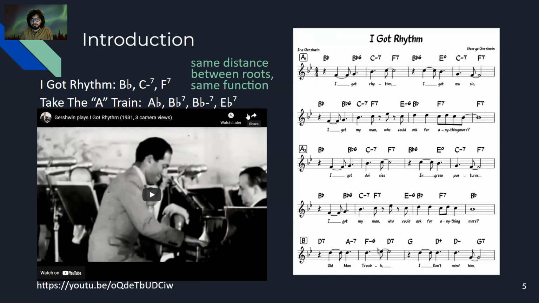So there is a lot of music theory behind this, and it's not really important for you to understand it now, but the fact that there is the same distance between the roots of these chords means that they have the same function inside the music, so that we could play I Got Rhythm with these chords and lower the melody as well, and we wouldn't really notice the difference. It would still work. It would still be the same song, basically.